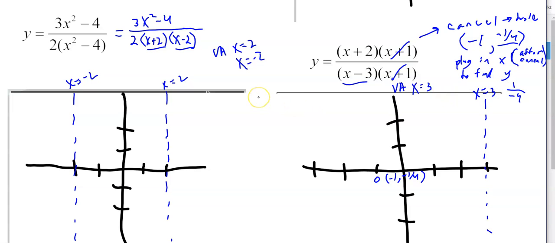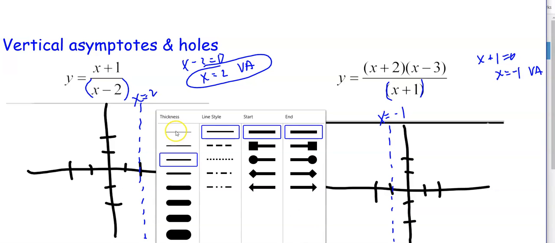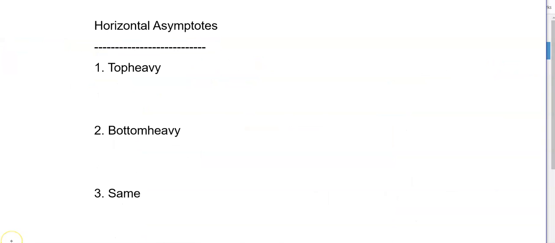Okay, so there are 3 cases for horizontal asymptotes. So now we've done the vertical asymptotes, we've done the holes on this graph. We still haven't sketched the actual graph yet. But let's talk about horizontal asymptotes. So with horizontal asymptotes, there are 3 cases. So let's talk about those 3 cases here.